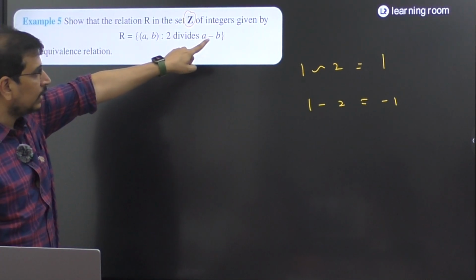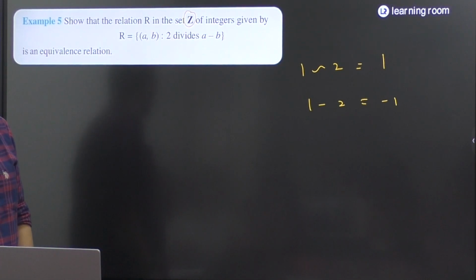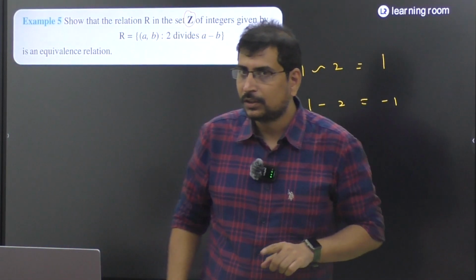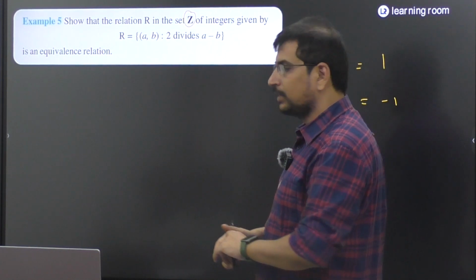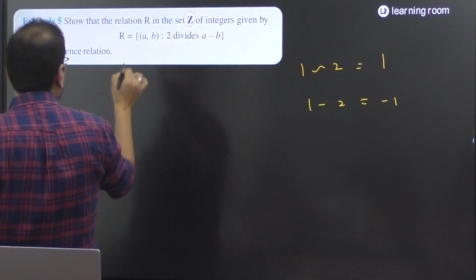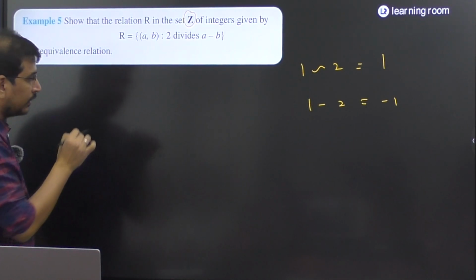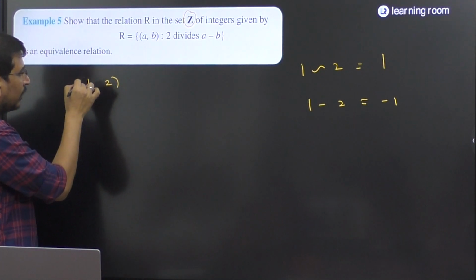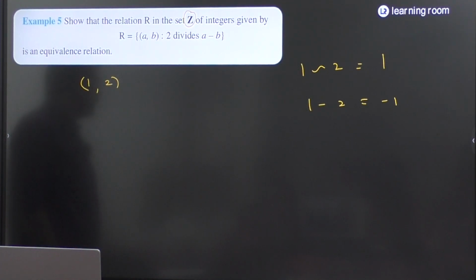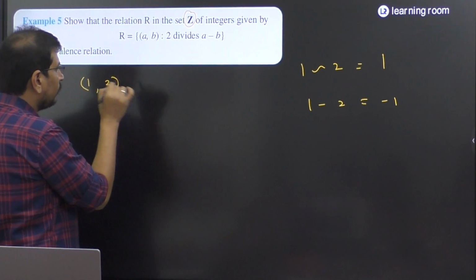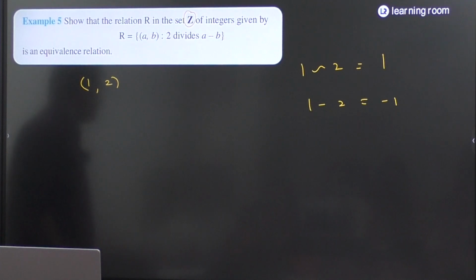Having said this, here, are they talking about difference or subtraction? Subtraction. That is why I'm stressing that point. See, (a, b) is there. I have integers. Let me take numbers and understand. Suppose I take the pair 1, 2. If I take the difference between these two, first of all, can I consider this kind of element in the relation? Can I take this ordered pair 1, 2?